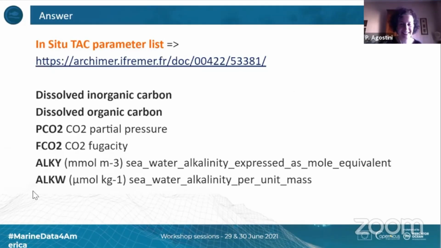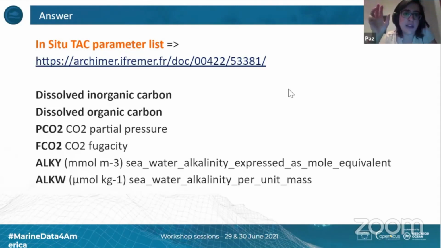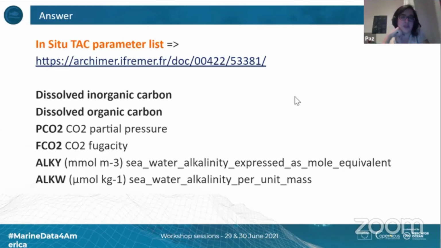So basically you can find all the parameters that are managed by the in situ thematic assembly center in this link. You can even type in situ parameter list in Google and it will appear there. And if you visit this list, you will find the whole list of the parameters. And in there, I just copied some of the ones related to carbon, but I'm sure you can find way more, and I'm sure you are more familiar with them. Okay, thank you, Pat.